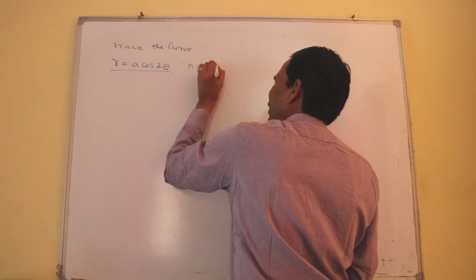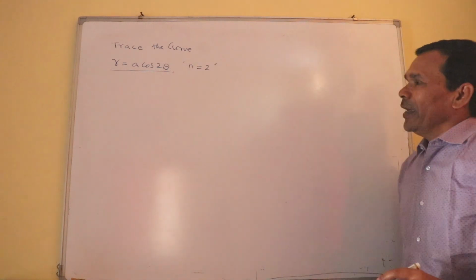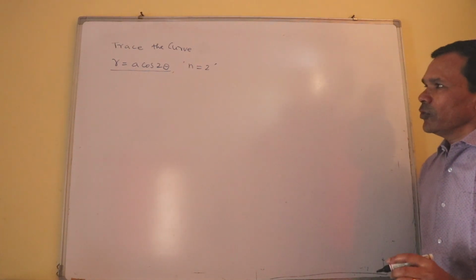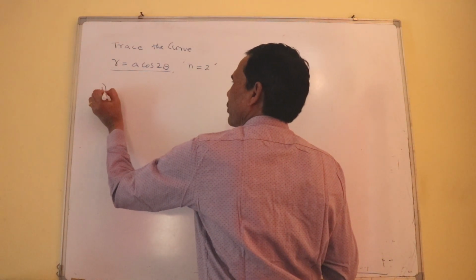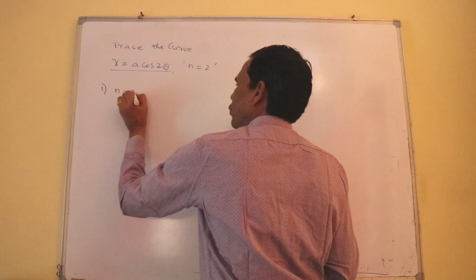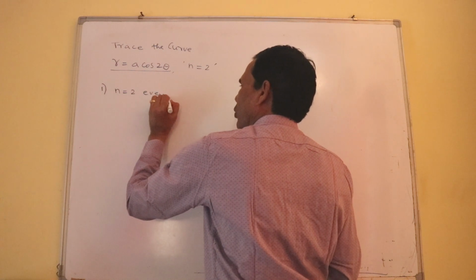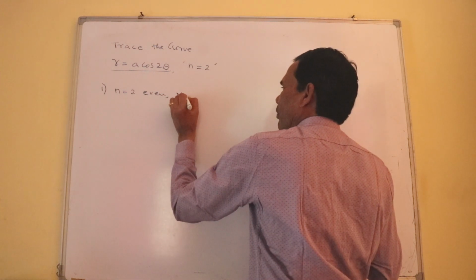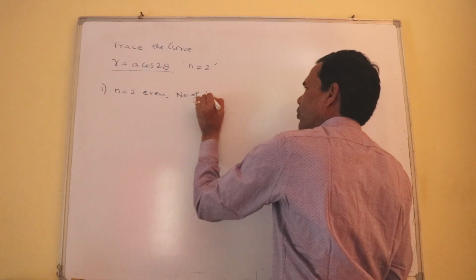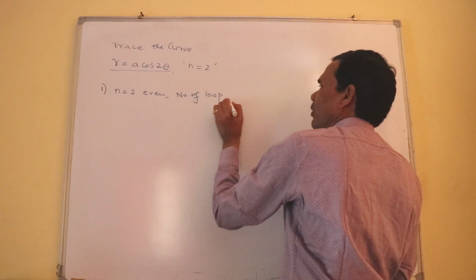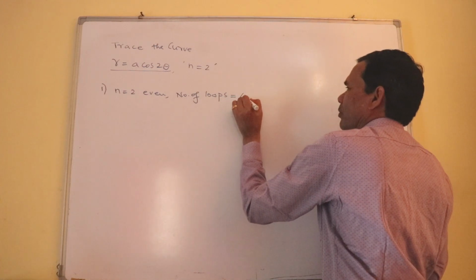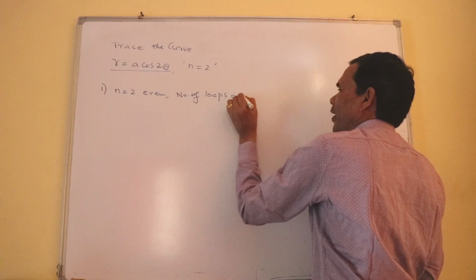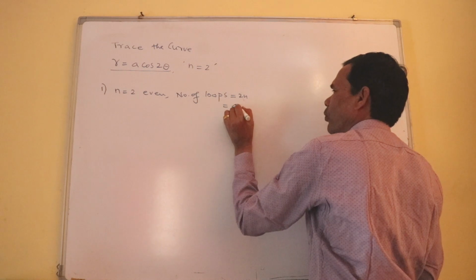It is very interesting to know this all the time. n is equal to 2, it is even. So naturally, the number of loops formed, number of loops of length a, is equal to 2n. 2n means naturally it is 4.